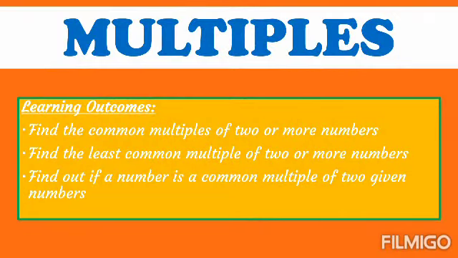So our lesson for today, class, will be all about multiples. Before we start our discussion for this lesson, class, I will tell you first the learning outcomes of this lesson. The first learning outcome is students should know how to find common multiples of two or more numbers. The second is students should know how to find the least common multiple of two or more numbers. And the third and last is students should know how to find out if a number is a common multiple of two given numbers.